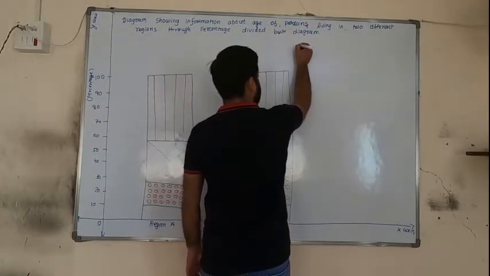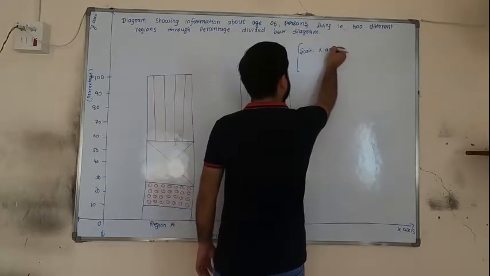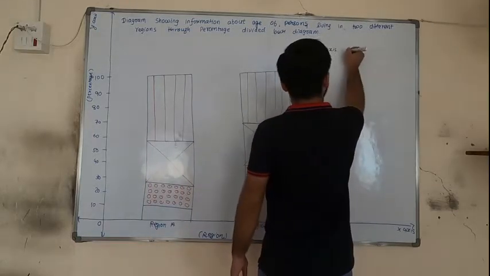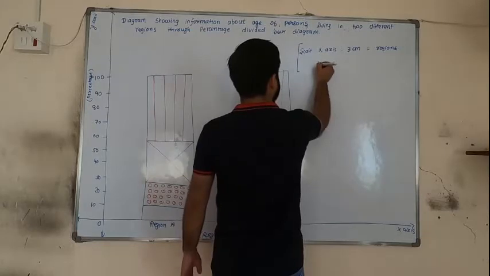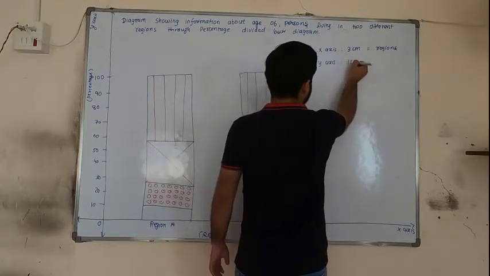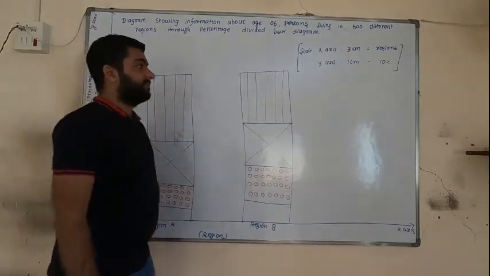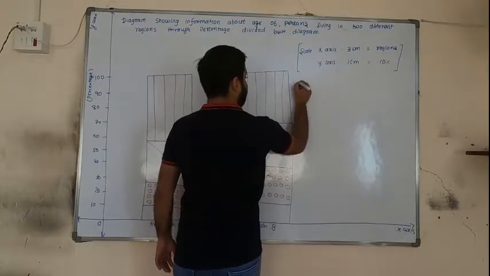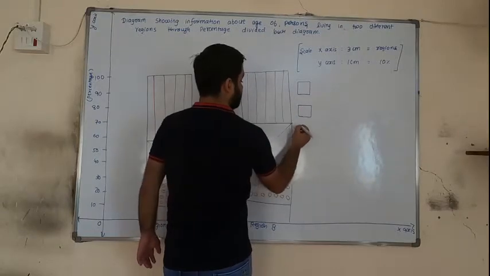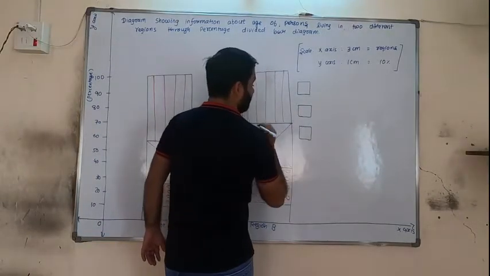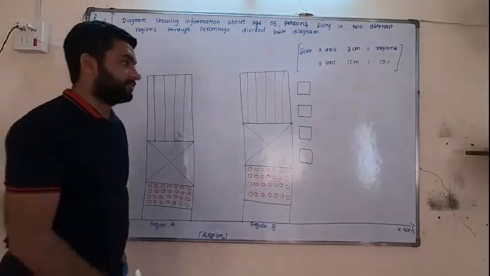Now the scale. On the X-axis we have 3 centimeter gap. 3 centimeter is equal to regions. On the Y-axis 1 centimeter is equal to 10%. After that, leave one box, highlight a box. Then again leave one box, highlight a box. Again leave one box, highlight a box. Again leave one box, highlight a box. So there will be 4 such boxes.